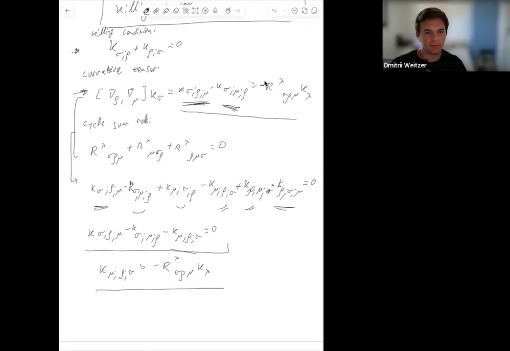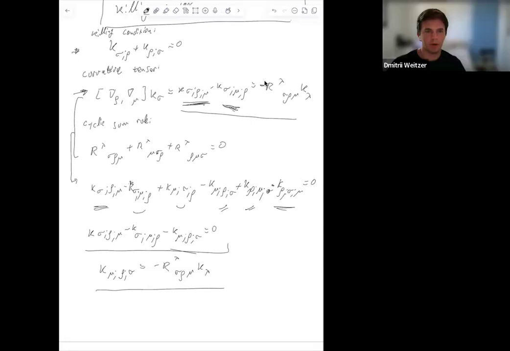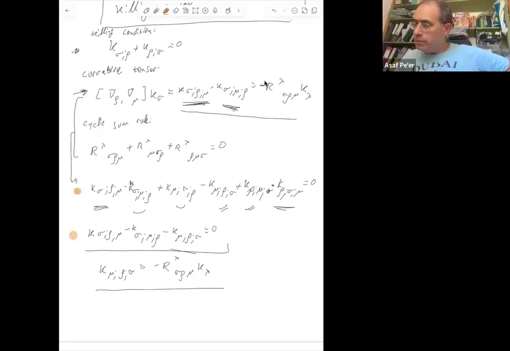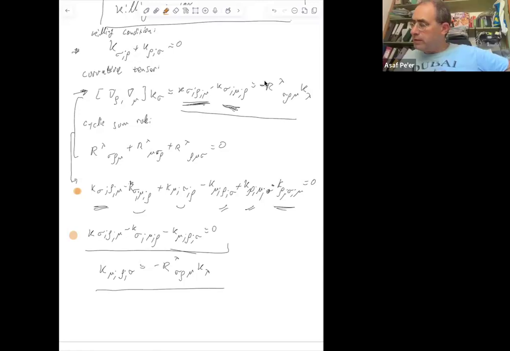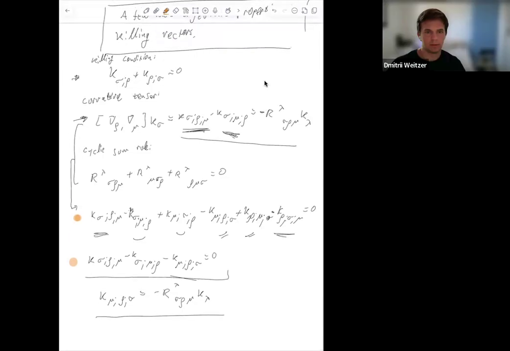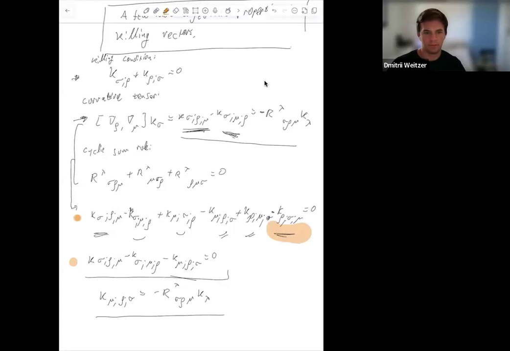Can you repeat again, please, why the first term and the last term are the same? What do you mean the first term and the last term are the same? When you apply the cyclic sum rule to this one here, the upper line: K sigma rho mu minus K rho sigma mu, first and last. Yes, I'm using the Killing condition. So minus K rho sigma mu is a plus K sigma rho mu. So I can switch that, right? So I have it twice.